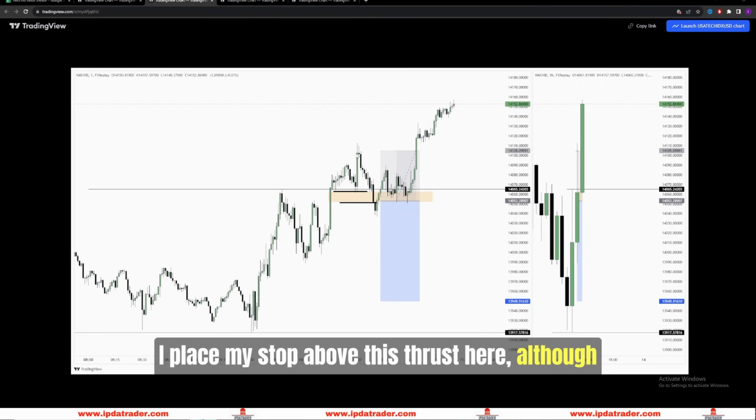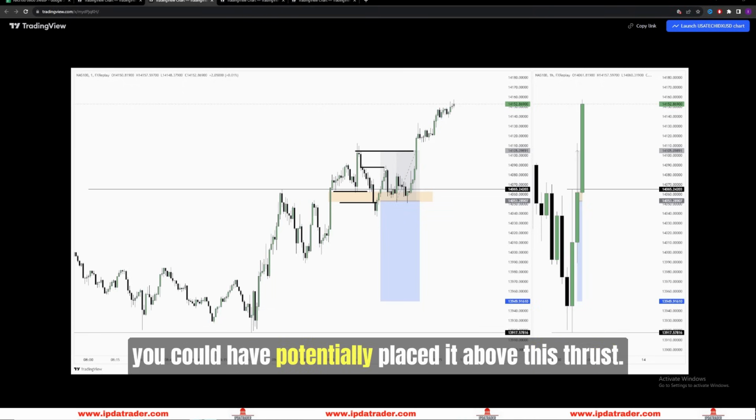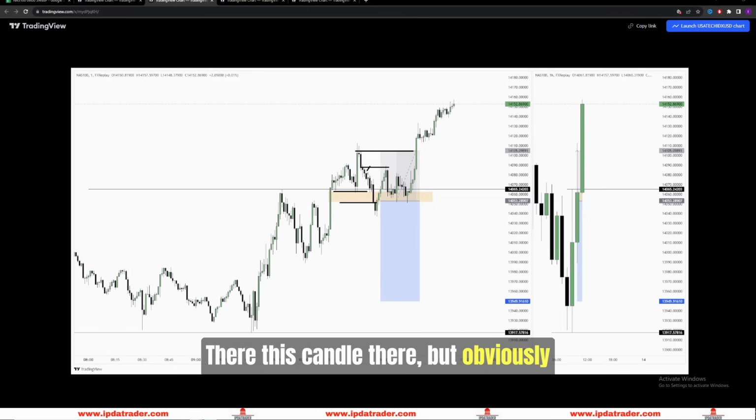So that's your entry. I'll place my stop above this thrust here, although you could have potentially placed it above this thrust there, this candle there. But obviously it looks like this mechanical edge, executing it at this particular time, was not profitable. But once again, that has nothing to do with the entry technique.